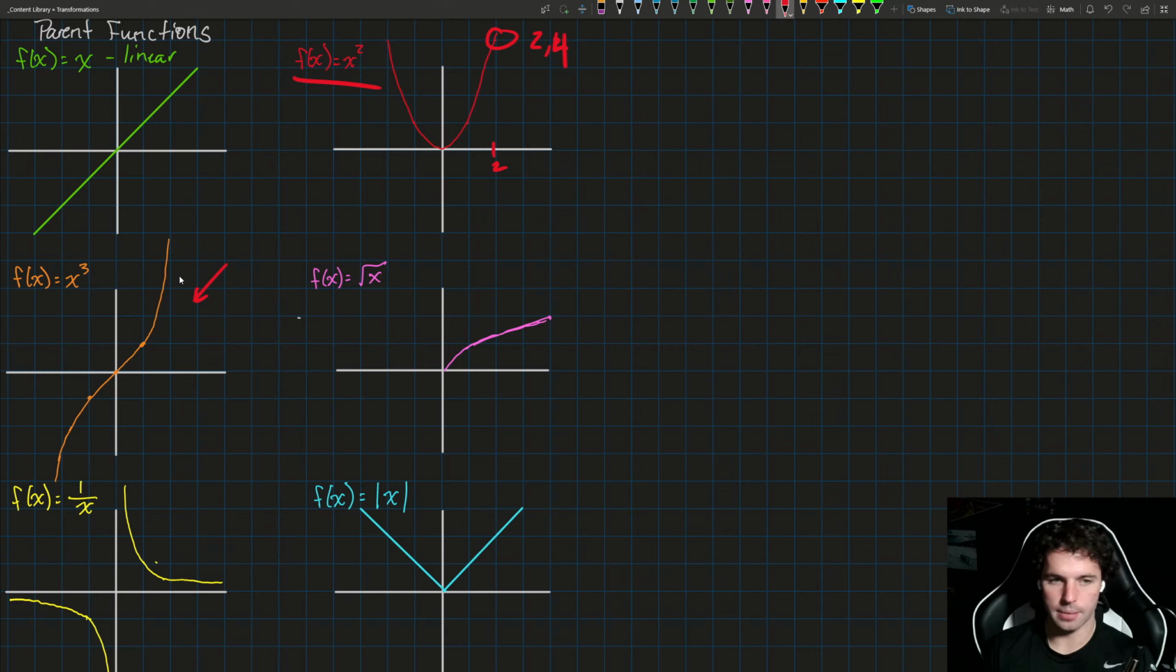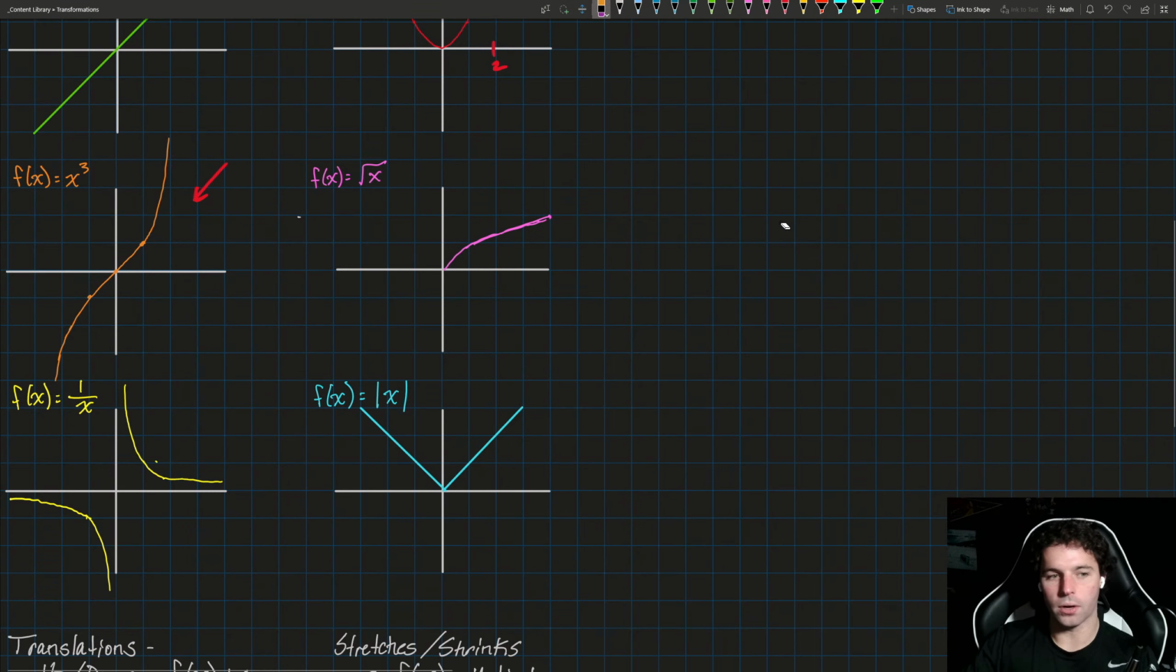Okay, same thing for square root of x. You're just inputting some number, you're taking the square root of it, and you're getting a number out. Okay, things to notice on this, it can't go over here. You can't input negatives into a square root because that'll get you complex numbers, which you can't graph on a real number line. Okay, then 1 over x, we talked about this a little bit.